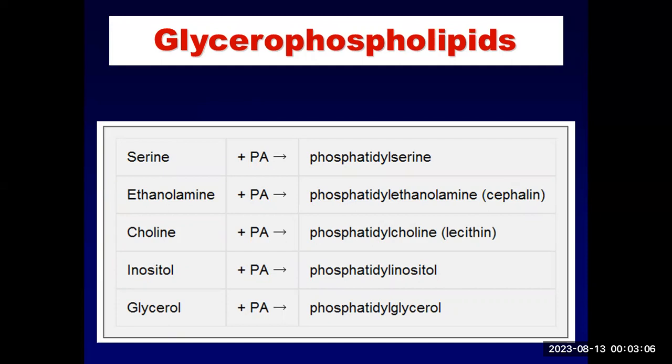If ethanolamine is attached to phosphatidic acid, it is called phosphatidylethanolamine. The common name is cephalin. If choline is attached to phosphatidic acid, it's phosphatidylcholine. The common name is lecithin.